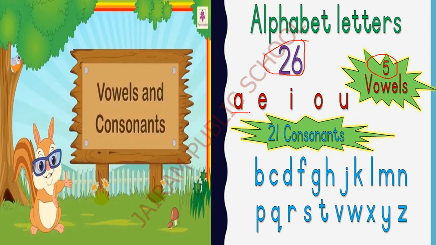So the first vowel is A. What is the sound of A? A. What is the sound of E? E. What is the sound of I? I. What is the sound of O? O. Sound of U? U. So you should know the vowel sounds.